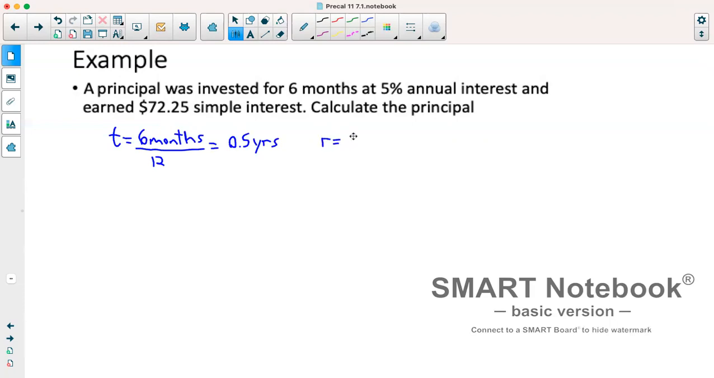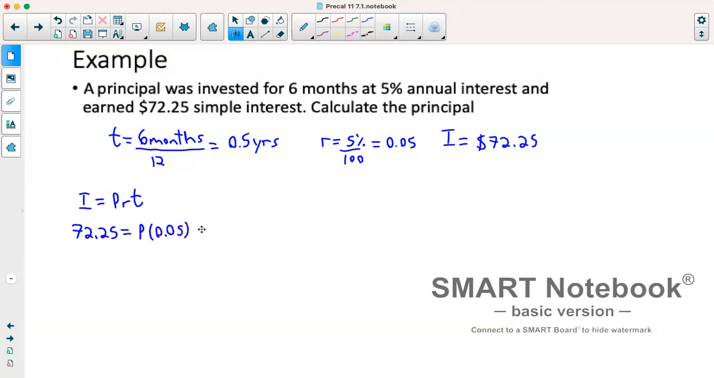We're given a rate that is 5%. Once again, we'll divide that by 100, so that becomes 0.05. And we're told our simple interest earned, so we've got $72.25. So now we'll write out our formula. I is equal to PRT. We'll substitute our values in. So we have 72.25 is equal to P times our interest rate of 0.05 times our time of 0.5 years.